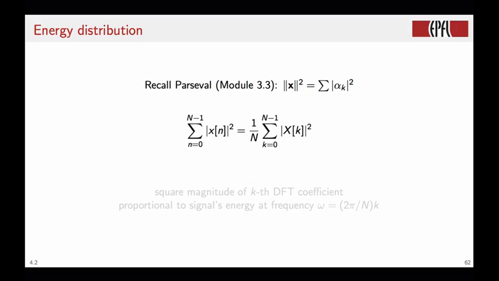Now, if you recall Parseval's theorem from module 3.3, we know that the energy of a signal will not change if we change the underlying basis. So, conservation of energy across domains. Now, the square magnitude of the kth DFT coefficient gives us an indication of the energy associated to the underlying oscillation that composes the signal. So the signal's energy at a given frequency is proportional to the magnitude of the DFT coefficient at that point.